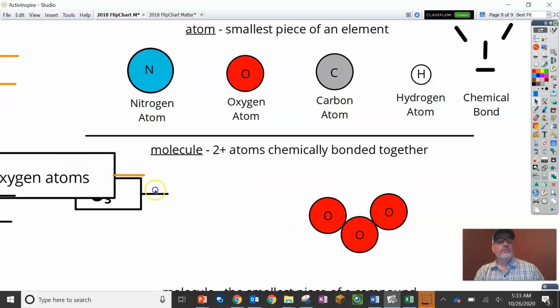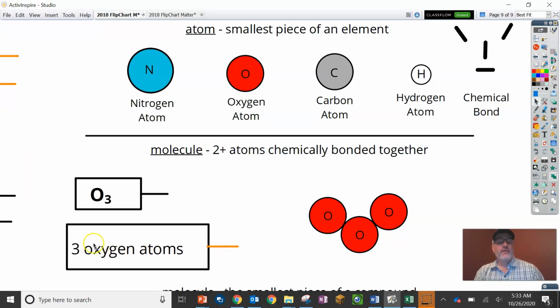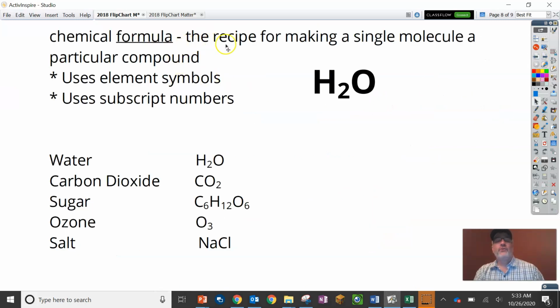And so, if we look at that, ozone is going to have 3 oxygen atoms, and they are going to be bonded just like this. So remember, a chemical formula is just the recipe for making a single molecule of any compound, right? So we can make H2O, which is water. We can make CO2, which is carbon dioxide. We can make ozone. And though it would be a lot more complicated, we could grab 24 atoms and we could make some C6H12O6, or we could make some sugar.